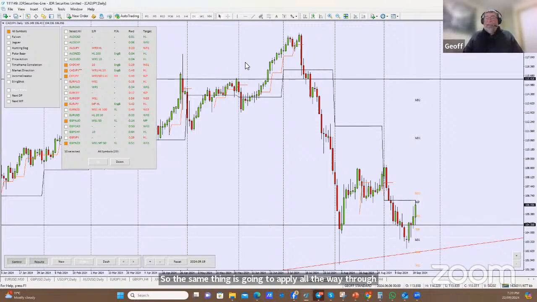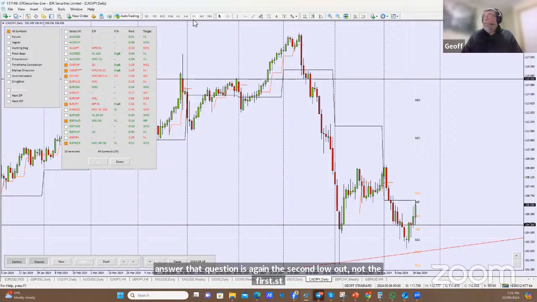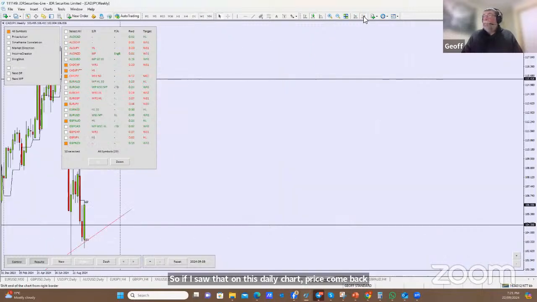The yen pairs, as I said: do we now say that the reaction last week from anything against the yen, which of course was weak yen, strong anything else against the yen, is going to continue, or is this a short covering rally? Who knows at this point? The criteria that I use to answer that question is, again, the second higher low, not the first. So if I saw that on this daily chart, price come back here, I'd be more than willing to trade it if it produced that higher low.